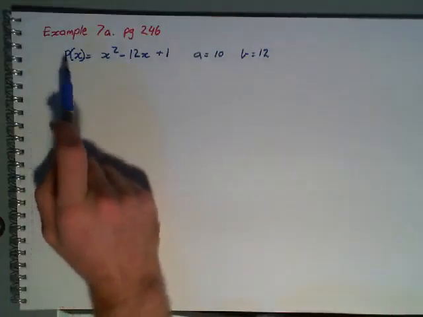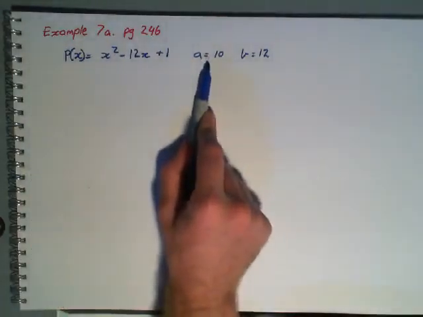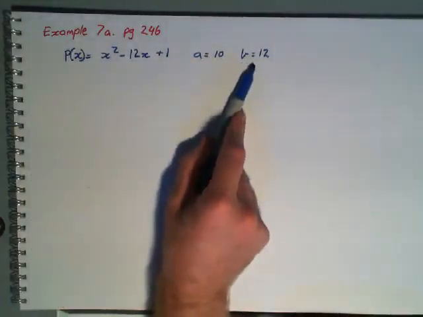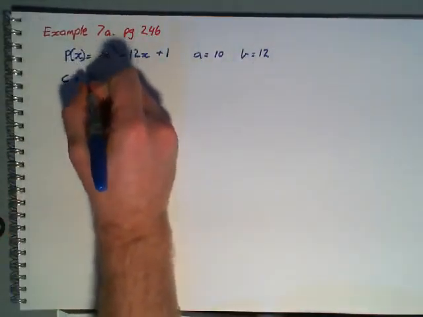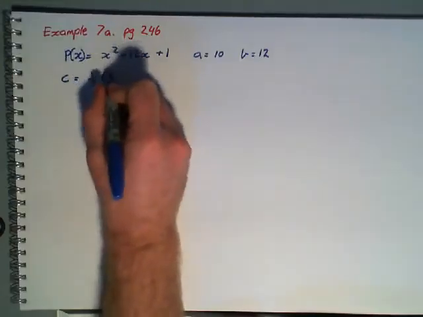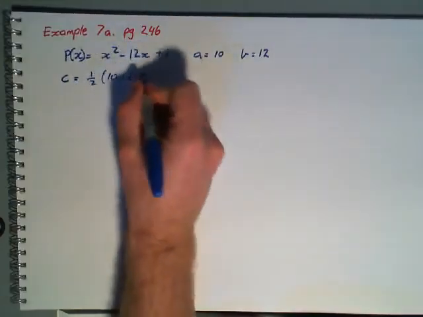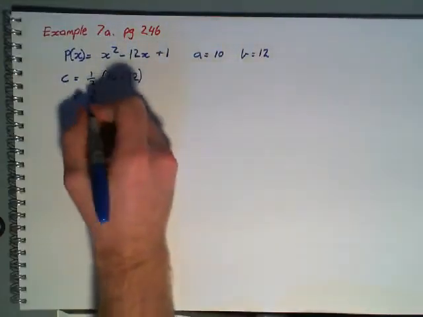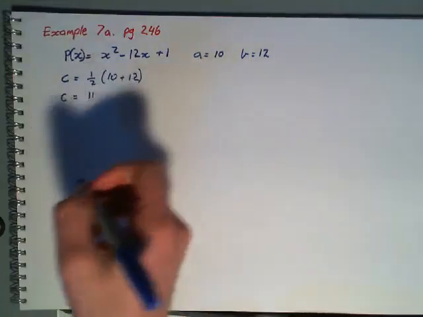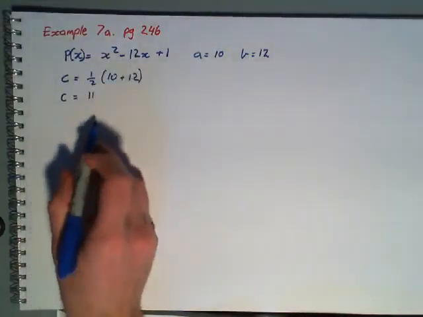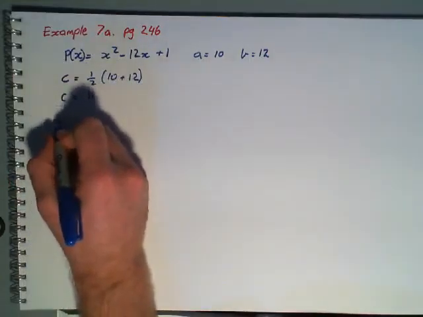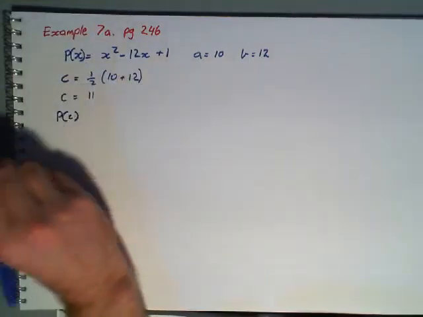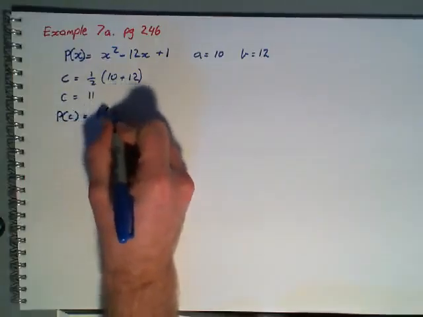x-intercept. So we've got two estimates initially, so a equals 10, b equals 12. So from that we can say C is going to be halfway between those 2 points. Okay, halfway between them you're going to have C equals 11. So that's our first iteration. Now we work out what P of that number is. So P of 11.